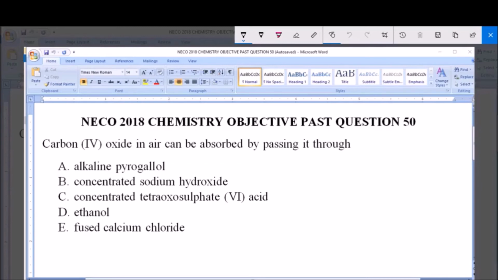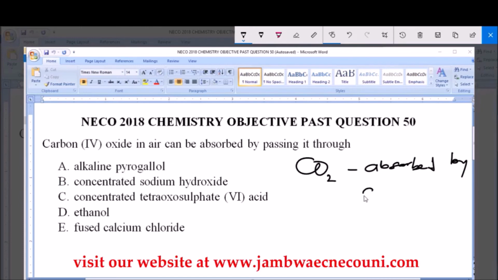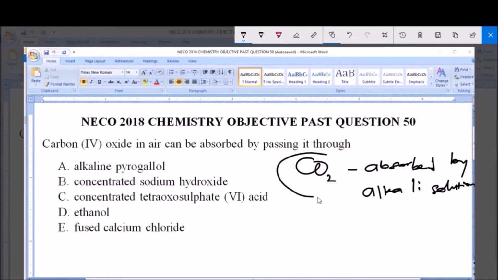Now, carbon dioxide, CO2, is generally absorbed by alkalis. That is, an alkali solution will readily absorb carbon dioxide from any place. But the alkali solution that will readily absorb carbon dioxide from the air is alkaline pyrogallol.